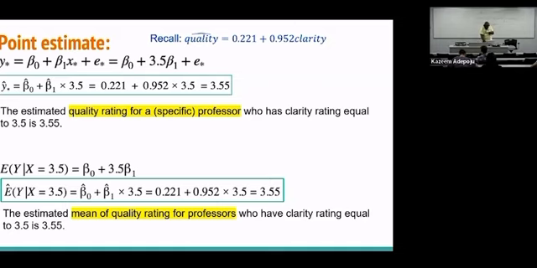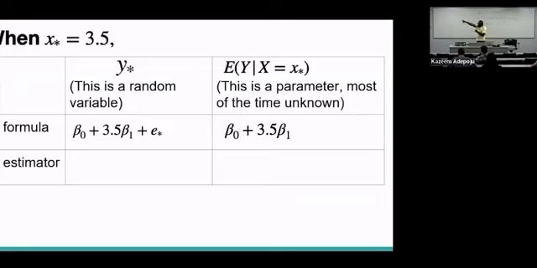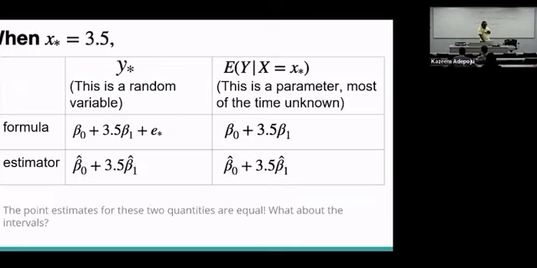Okay, now I want to go. So when x star is 3.5, I have information about 3.5. I mean, about X, which is clarity. Now here, I just want to discuss the difference between the formula that I'm going to use for the individual and the one I'm going to use for the average. Of course, for the individual, I told you there's going to be error in this. For the average, there's no error. But their estimator will be the same.